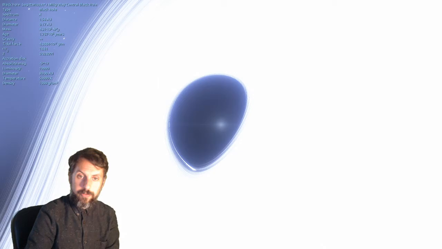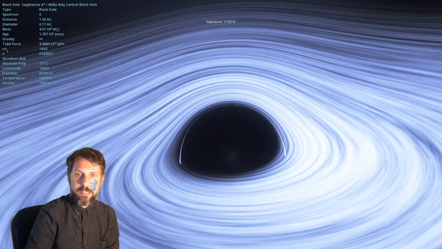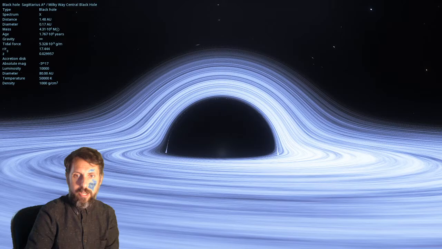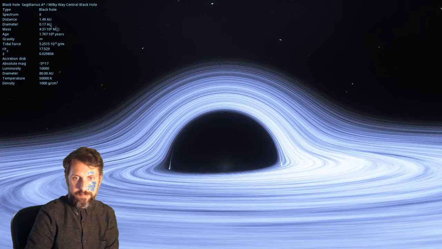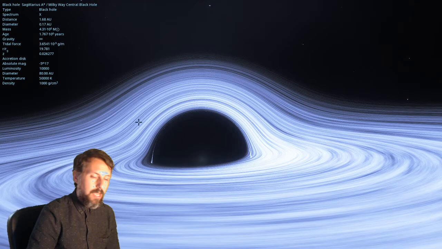So let's turn around. Let's really crank down the brightness so you can see the disk. So this is Sagittarius A star. I'm going to get right on the disk here. And what you're seeing here is actually, and I think this is such a cool thing that this program simulates this, you're seeing the gravity lensing light up and around this black hole, which causes this disk, you can actually see the backside of the disk.